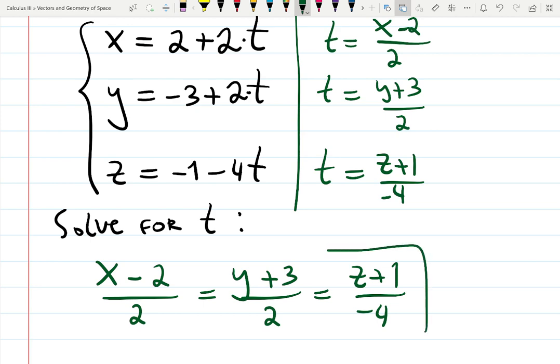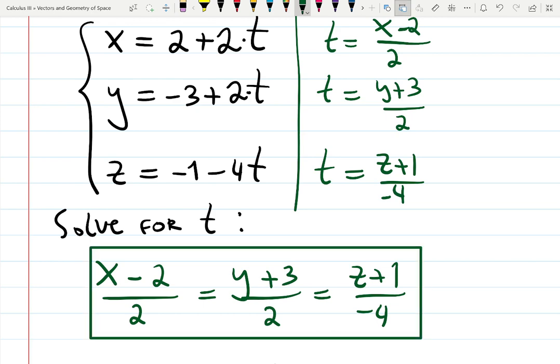So solve for t and set it equal to each other. And that's what you call symmetric equations. Pretty useless idea, to be honest. But you can see it sometimes in the literature.